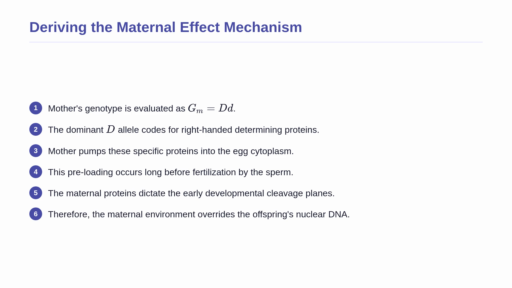Here is the crucial step. The mother pumps these specific proteins directly into the cytoplasm of her eggs, long before fertilization even occurs. By the time the sperm arrives, the egg is already preloaded with instructions. These maternal proteins dictate the developmental direction of the embryo from the very first cell division. This beautifully proves how the maternal environment in the egg completely overrides the offspring's own nuclear DNA during early development.